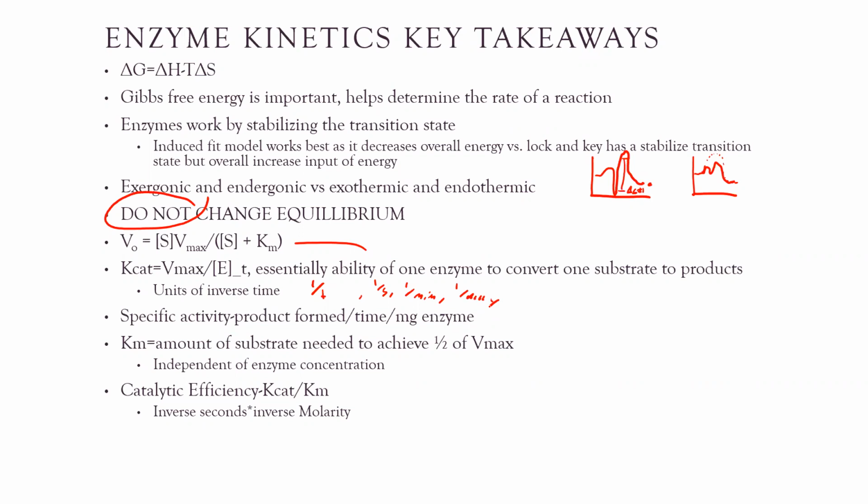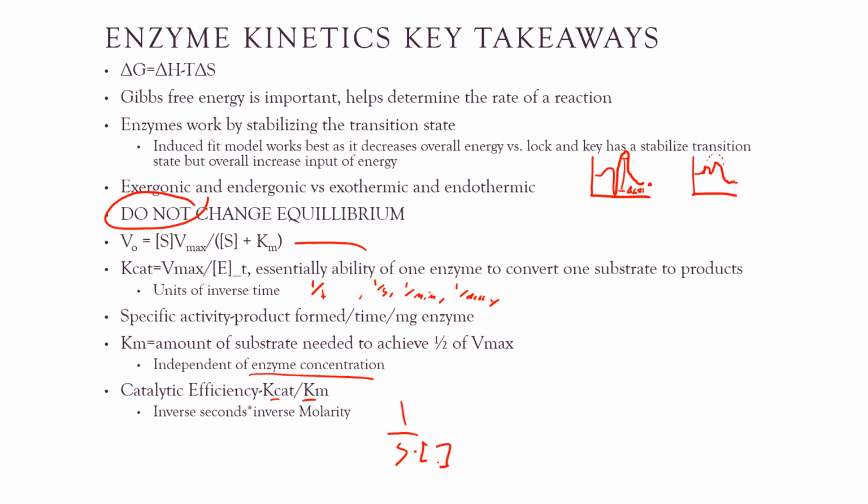Km, we've talked about. Independent of enzyme concentration is a big important thing. Catalytic efficiency, this is your turnover number divided by Km. And so this is 1 over seconds times concentration. Make sense? Yes.